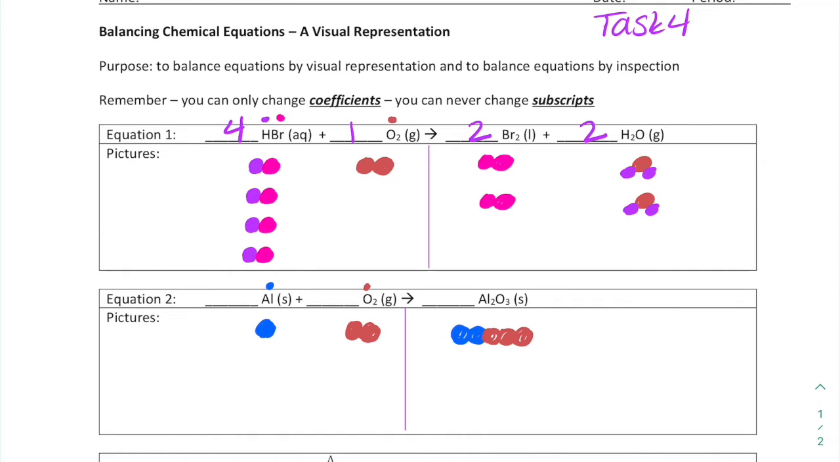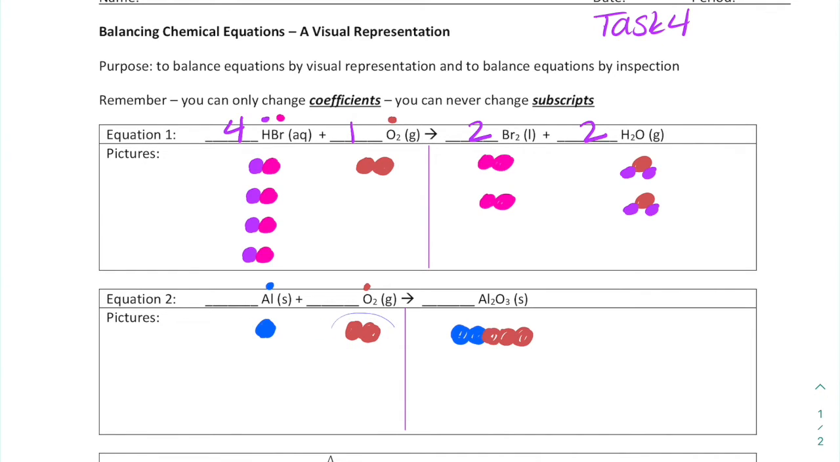Nothing is balanced in this one. Aluminum's not balanced, oxygen isn't balanced. So, let's look at the oxygen. I've got 2 on this side and 3 on this side. So, one way that we can look at that is, what can we get them to that would be the same? And we could get them both to 6. That would be the smallest number that we could go to that would be the same.